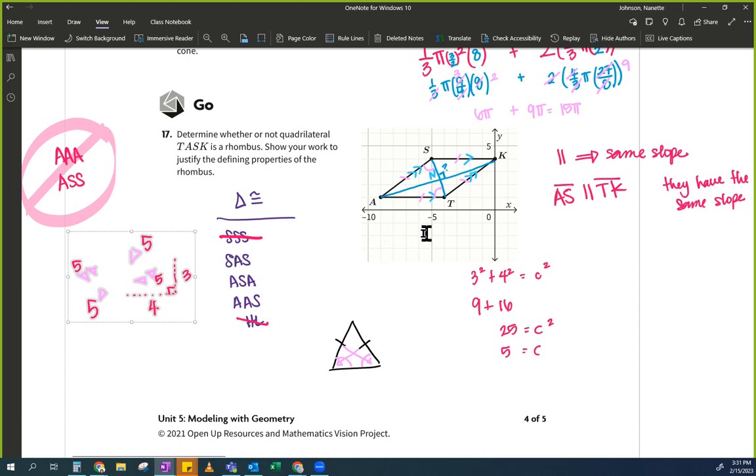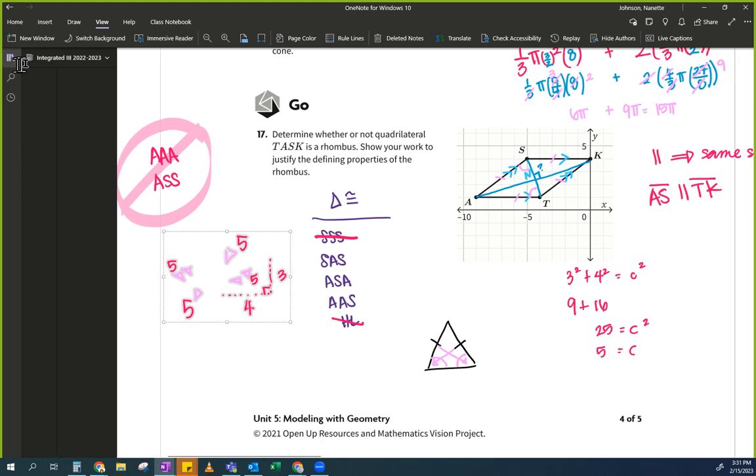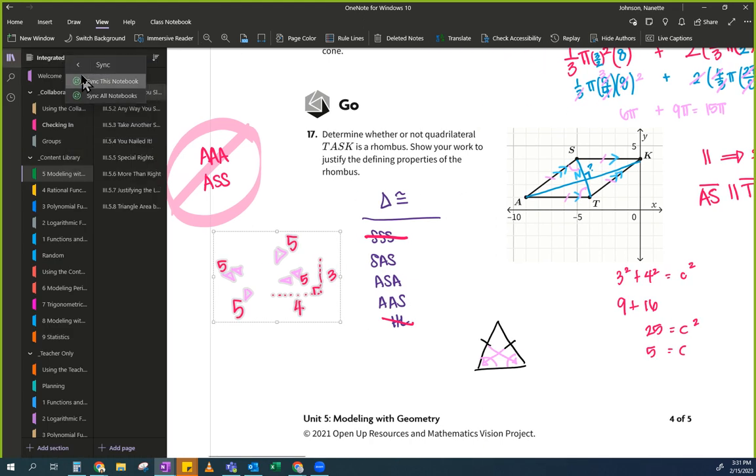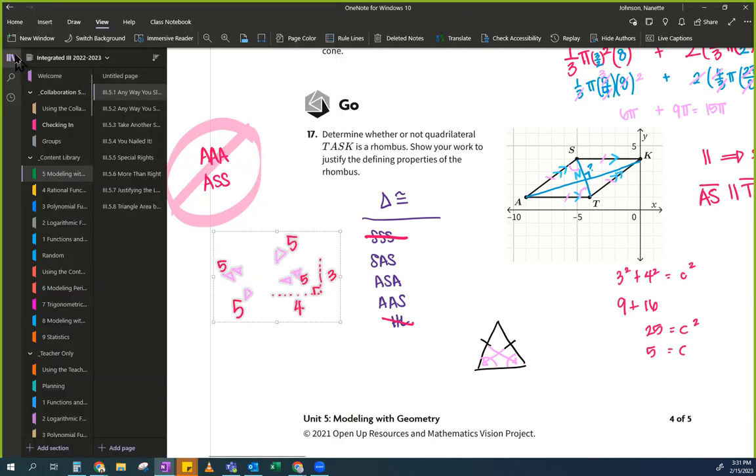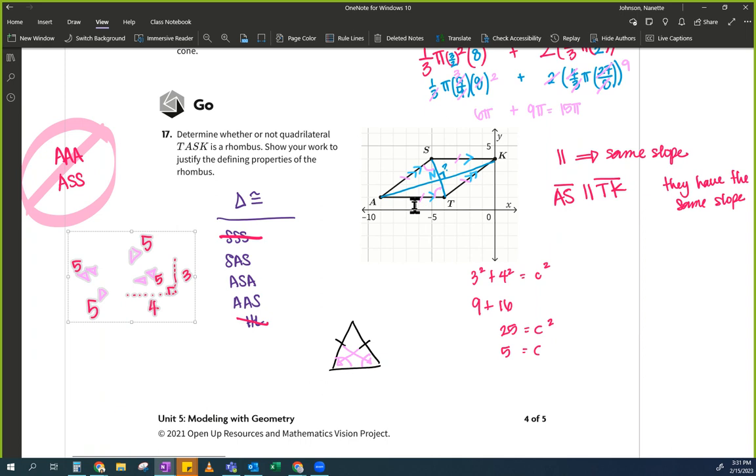It must be SAS, except it's got to go in this order: S, then A, then S. What does that mean? Here's my side. Here's my angle. So it would have to be this side, which it's not. Okay, so there goes that.